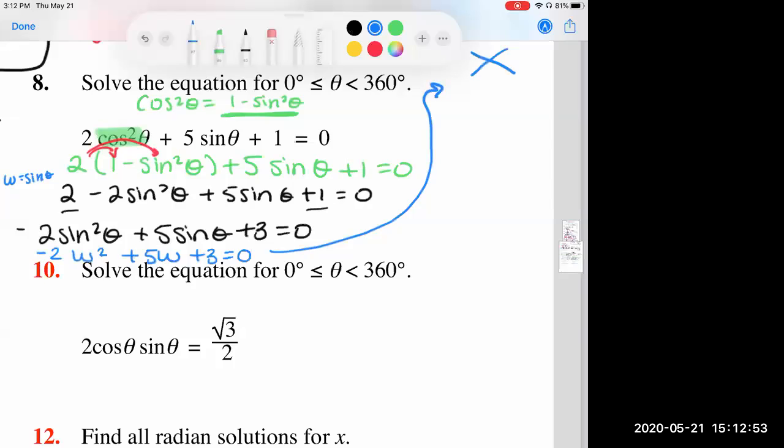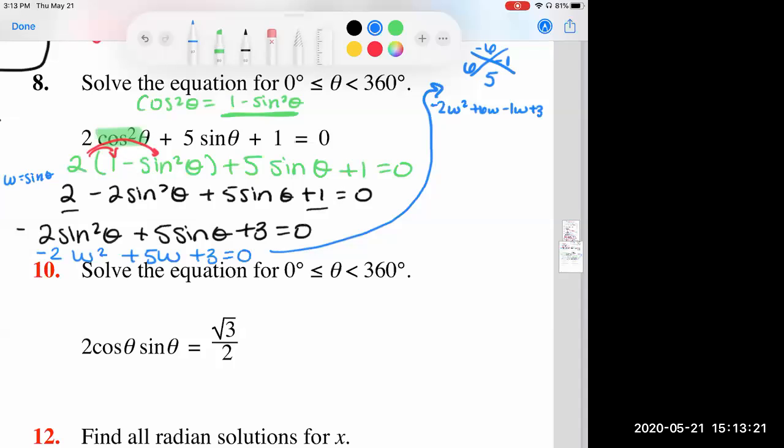I need to do that factor tree thing. So negative 2 times 3 gives me negative 6. My middle term is 5. I can multiply to get 6 and add to get 5 using 6 and 1, where 1 is negative. So that factors to be negative 2W squared plus 6W minus 1W plus 3 is equal to 0.